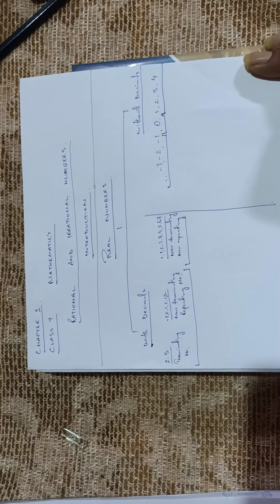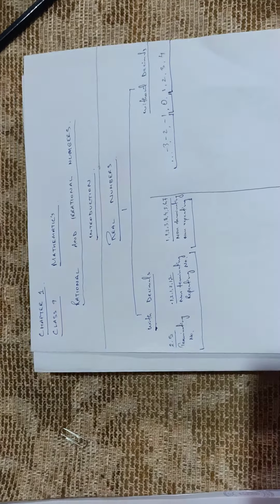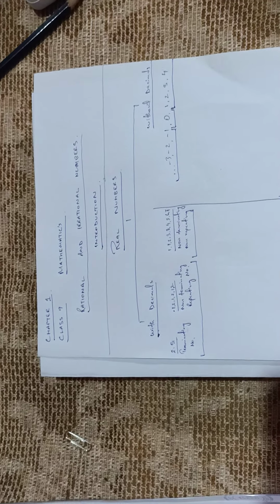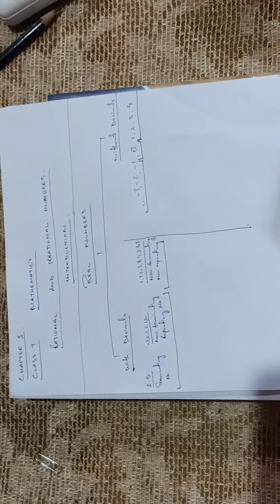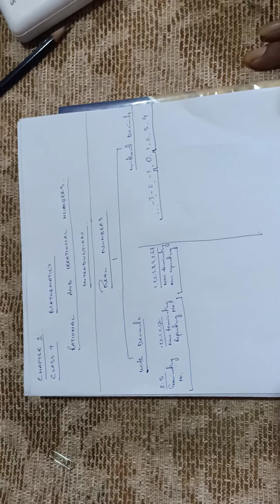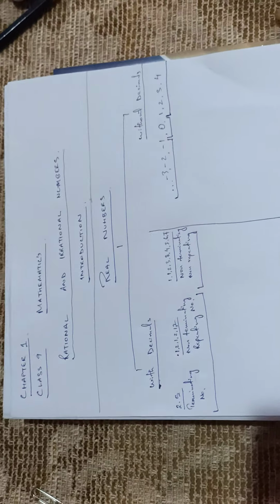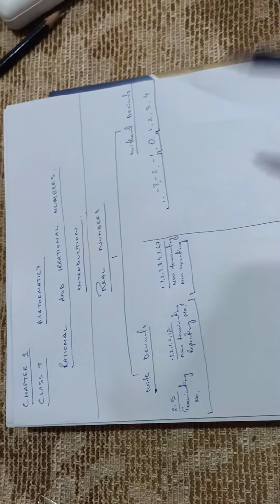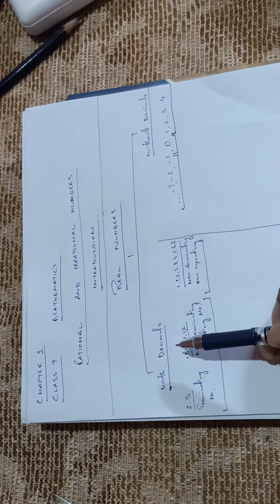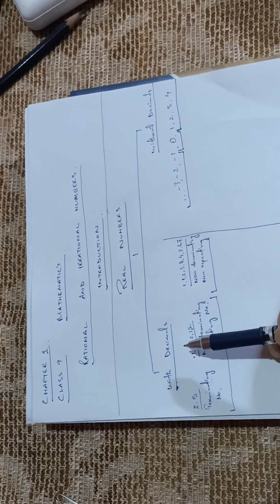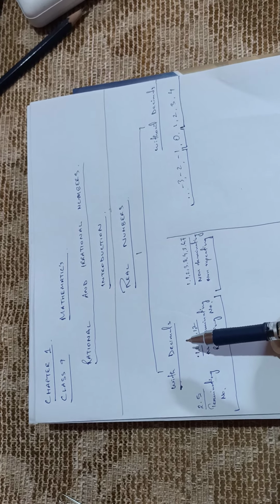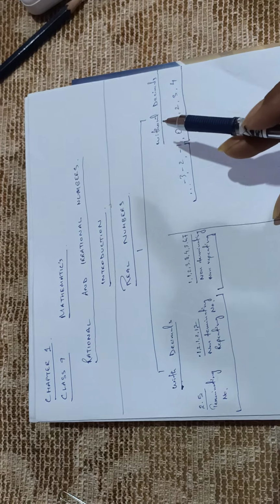So to begin with, I would like to go with the concept of rational and irrational numbers. To understand the difference between rational and irrational numbers, we should first know the number system. So to begin with, I would go for the real numbers. Here, as you can see, there are two sections under real numbers. First is with decimals, and second is without decimals.